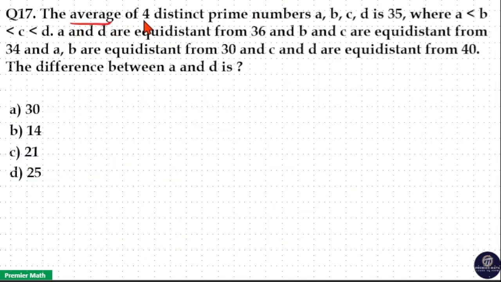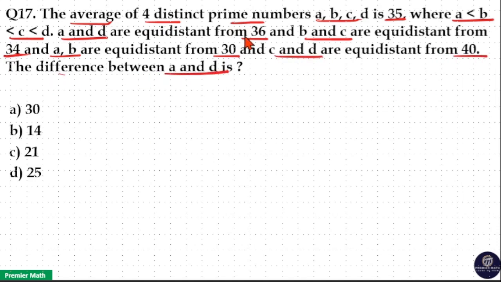The average of 4 distinct prime numbers A, B, C, D is 35, where A less than B less than C less than D. A and D are equidistant from 36, B and C are equidistant from 34, A and B are equidistant from 30, C and D are equidistant from 40. The difference between A and D is? Here A less than B less than C less than D means A, B, C, D are in increasing order.